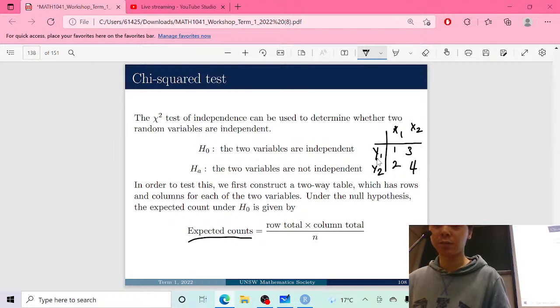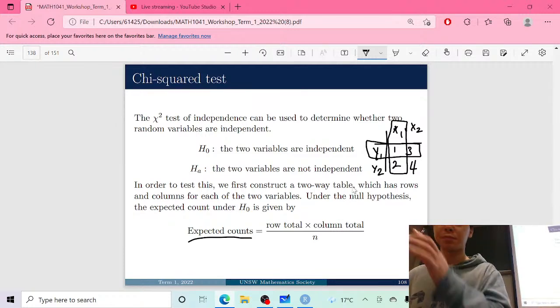So you basically want to compute this. That will be your row total. And then you want to compute, say, this. So you want to measure y1 against x1. You count this. Does that make sense?